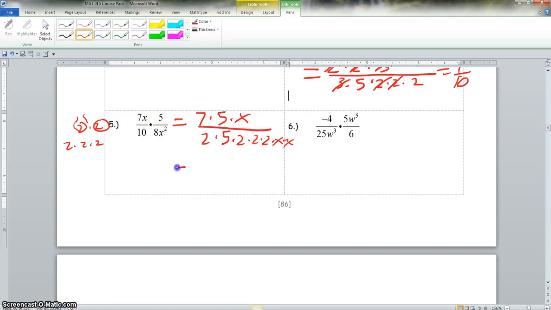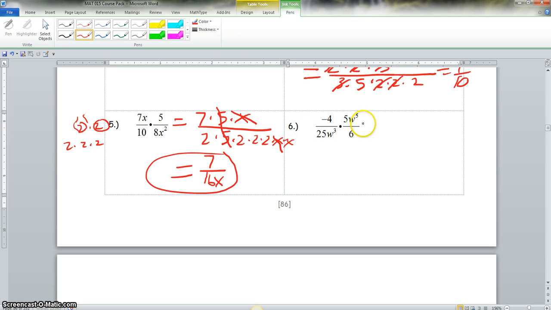Okay, finishing up where we left off. Now we simplify out what we have in common. We have one set of 5's and one set of x's in common. So in our numerator, we will have 7. In our denominator, 2 times 2 is 4, times 2 is 8, times 2 is 16. And we also have 1x left. So our final answer is 7 over 16x.